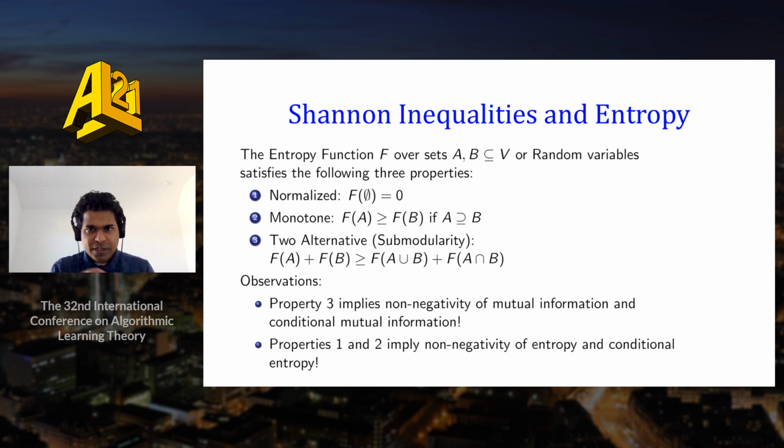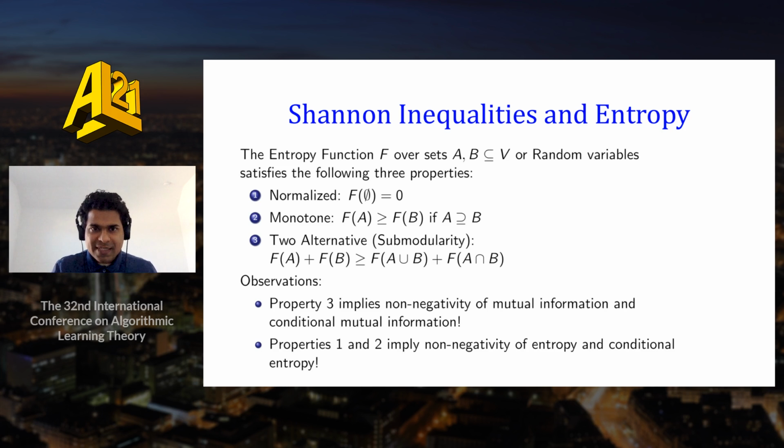So the motivation for this work actually comes from very early work by Shannon and several others who have tried to characterize the entropy functions. They realized that entropy functions satisfy some nice, simple properties. Essentially, the function is normalized if f of the empty set is 0. The function is monotone if f of a is greater than or equal to f of b. And it also has the property of submodularity, that f of a plus f of b is greater than or equal to f of a union b plus f of a intersection b.